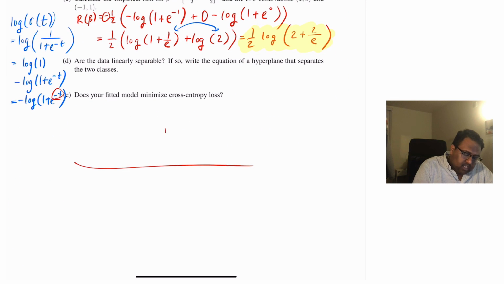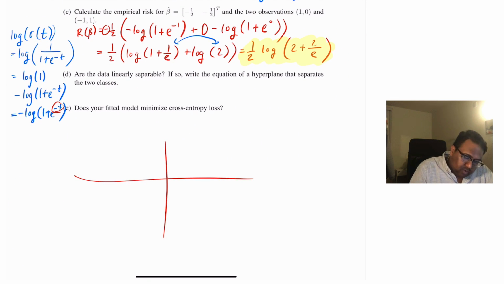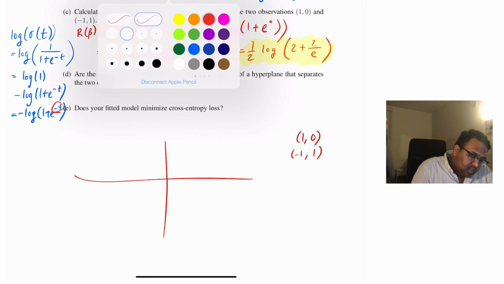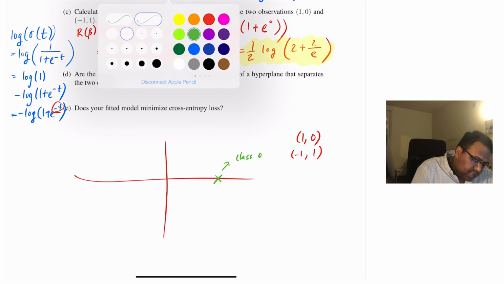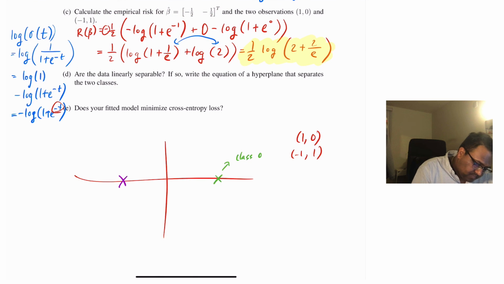So I think to make it easy, let's take a look at the plot. Remember, our 2 points are 1 with class 0 and negative 1 with class 1. So 1 with class 0, I can say this is class 0. We have that. And then negative 1 with class 1 is over here. Now the question is, can I draw a hyperplane to separate the two classes? And yeah, I can. This hyperplane over here separates the two classes.